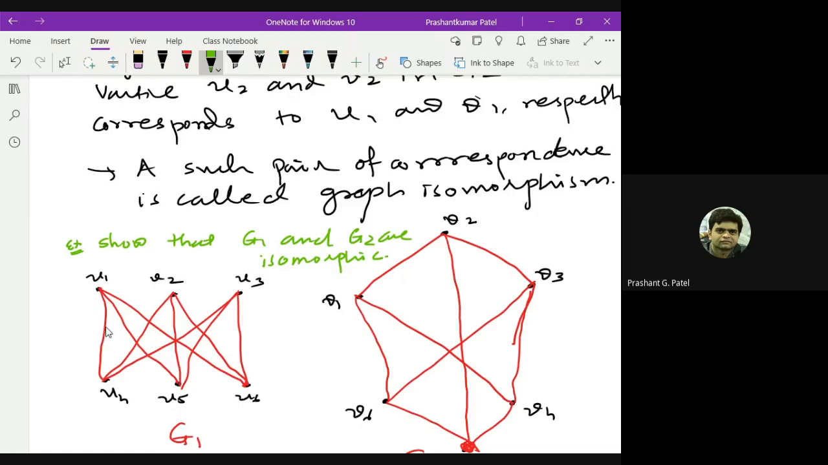And we can see that the number of edges and the number of vertices are the same in both graphs. The number of vertices is 6. How many edges? 9. So there are 9 edges in graph G1 and also in graph G2. So first we should note that the number of edges and the number of vertices are the same.